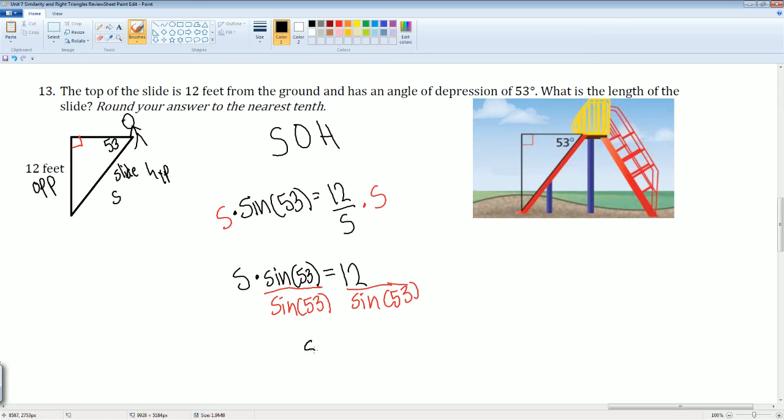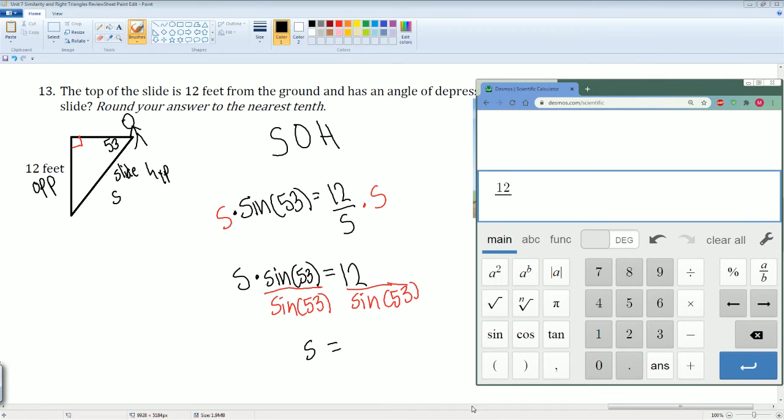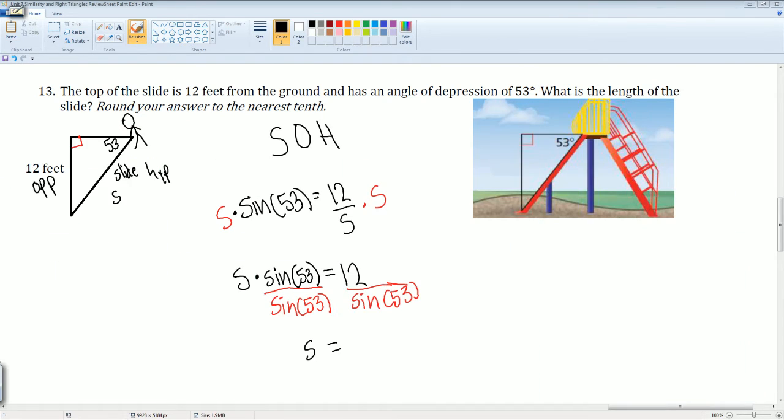I get S is equal to, I can now plug that into decimals, 12 divided by sine of 53. I get 15.02. So I can say it is roughly 15.02, so 15.0. And I use the approximate symbol here, and the units we have here is feet, so 15 feet. Oh, that is one tall slide.